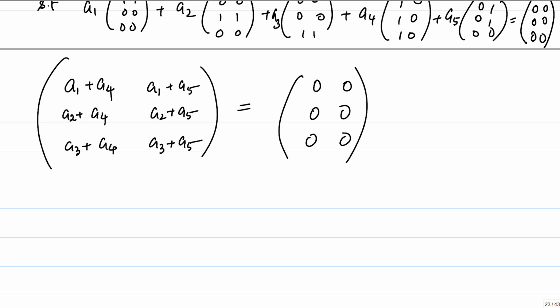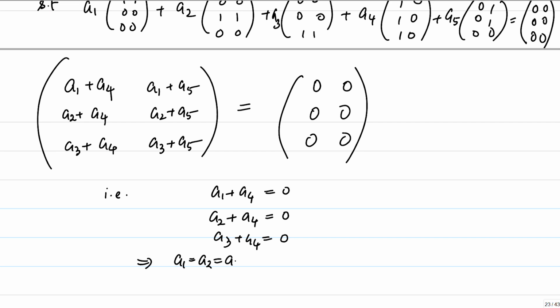But what does that mean? This means that component wise they are equal. That means A1 plus A4 is 0, A2 plus A4 is 0, A3 plus A4 is 0. And the 3 implies that A1 is equal to A2 is equal to A3.